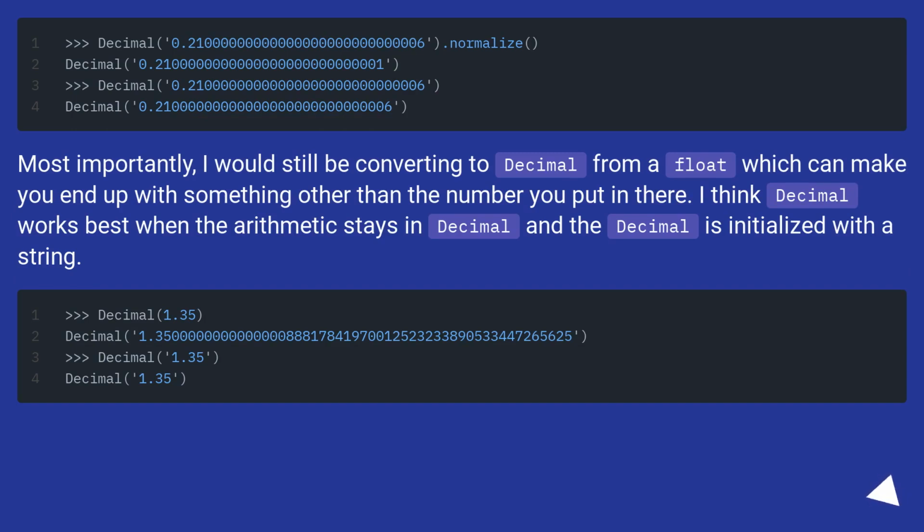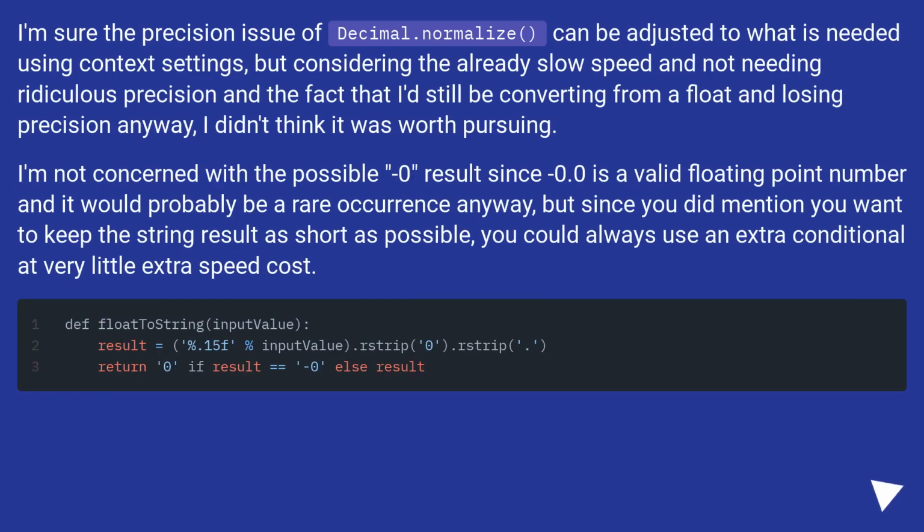I think Decimal works best when the arithmetic stays in Decimal and the Decimal is initialized with a string. I'm sure the precision issue of Decimal.normalize can be adjusted to what is needed using context settings, but considering the already slow speed and not needing ridiculous precision and the fact that I'd still be converting from a float and losing precision anyway, I didn't think it was worth pursuing.